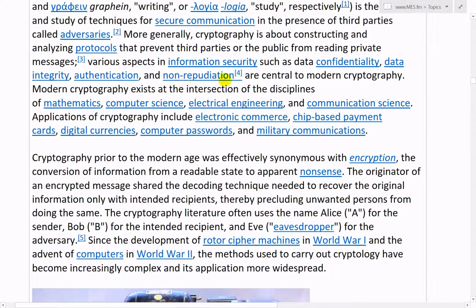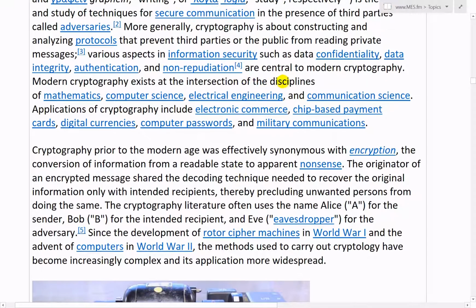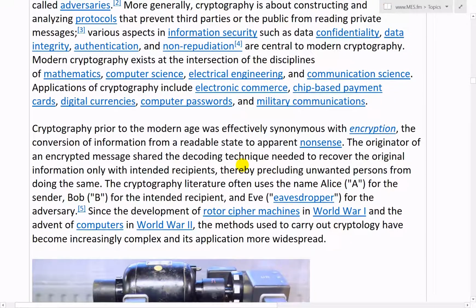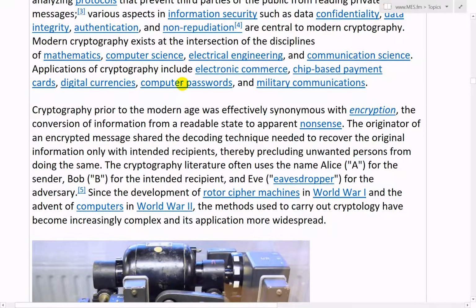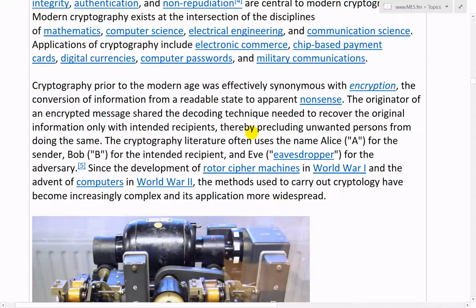Various aspects in information security, such as data confidentiality, data integrity, authentication, and non-repudiation, are central to modern cryptography. Modern cryptography exists at the intersection of the disciplines of mathematics, computer science, electrical engineering, and communication science. Applications of cryptography include electronic commerce, chip-based payment cards, digital currencies, computer passwords, and military communications.